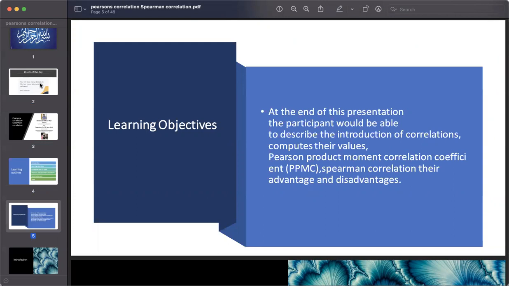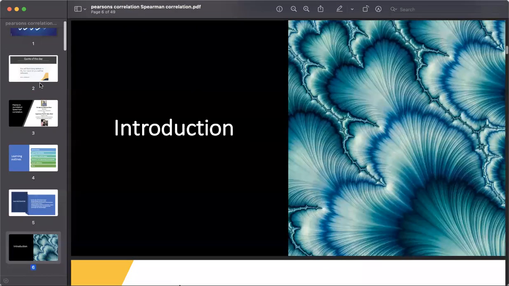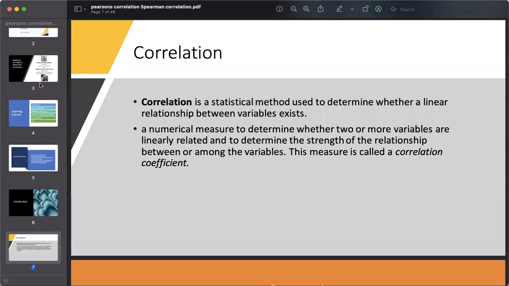their values, Pearson product moment correlation coefficient, Spearman correlation, and their advantages and disadvantages. Introduction. Correlation is a statistical method used to determine whether a linear relationship between variables exists, a numerical measure to determine whether two or more variables are linearly related, and to determine the strength of the relationship between or among the variables. This measure is called a correlation coefficient.